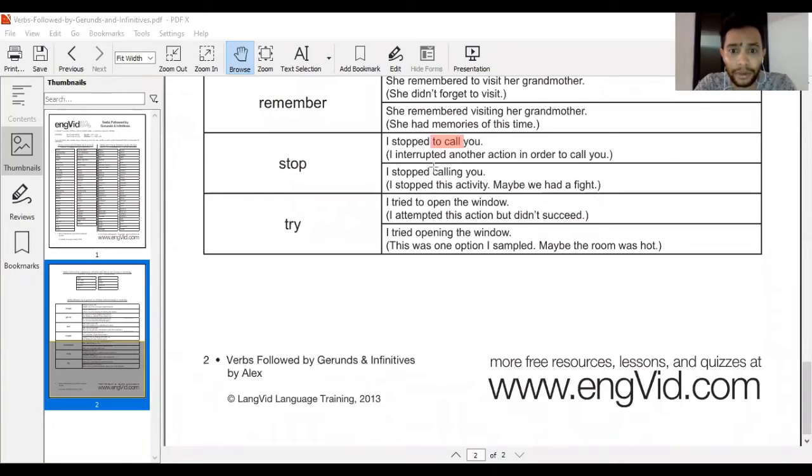And when we say stop with the ing version like this, I stopped calling you, the intention is I stopped this activity. Maybe we had a fight. So what do you think the translation is in Spanish? I stopped calling you.